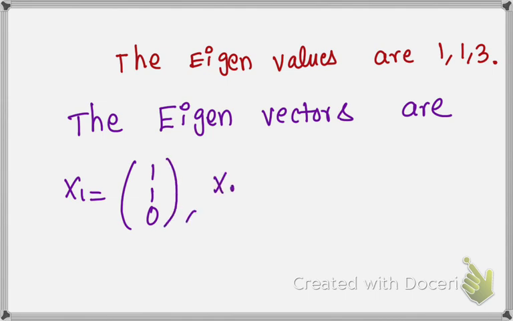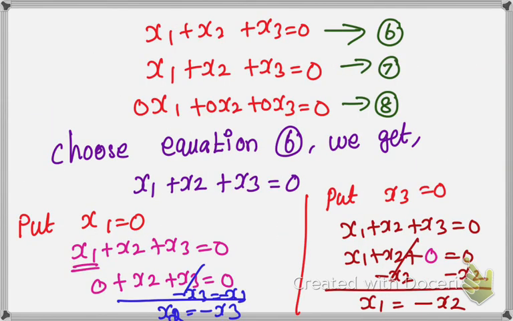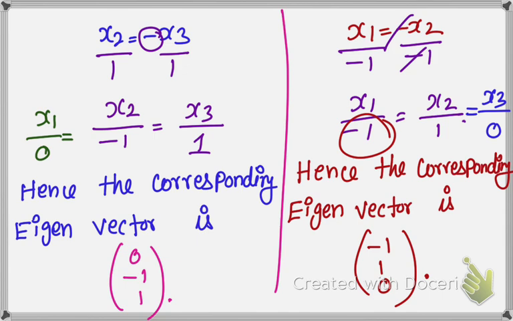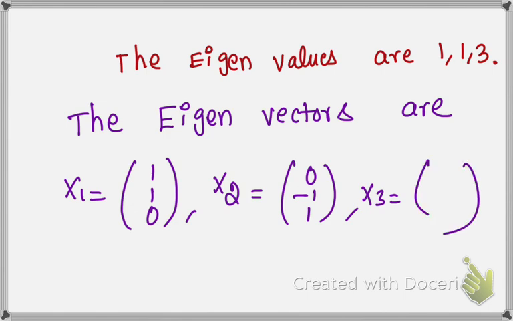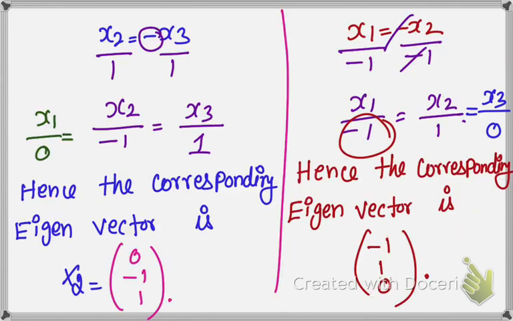And x2 equal to, we name the other one x2, this is x2 equal to 0, minus 1, 1, and x3 is equal to minus 1, 1, 0.